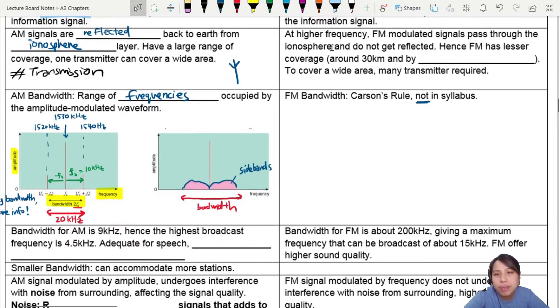FM, on the other hand, is at a higher frequency, much higher than AM. And so these FM signals actually just cut through the ionosphere and don't get reflected. So they just pass through. So FM cannot have a very large coverage. It's around 30 km or less, and also only by line of sight. If you want to cover a big area, you need many, many transmitters.